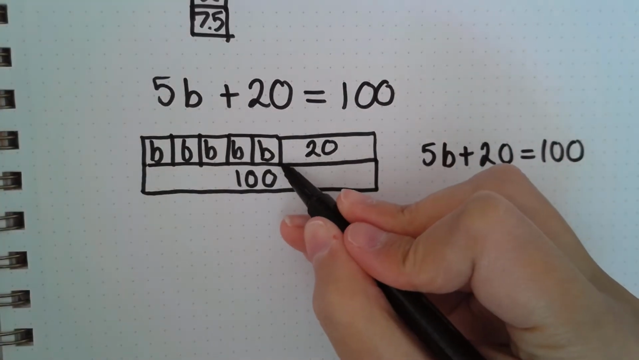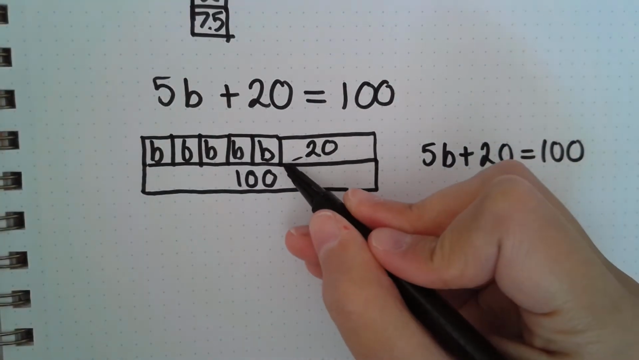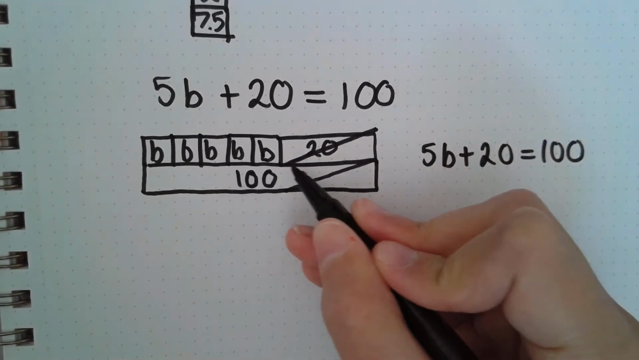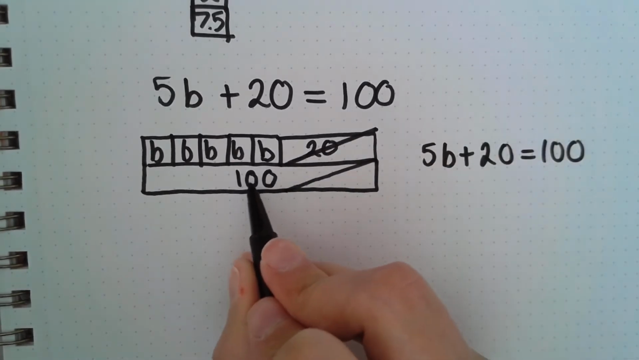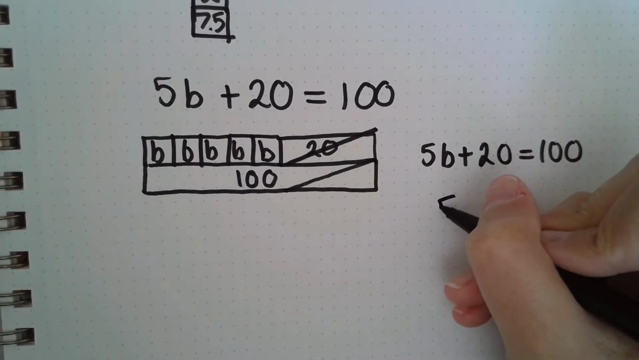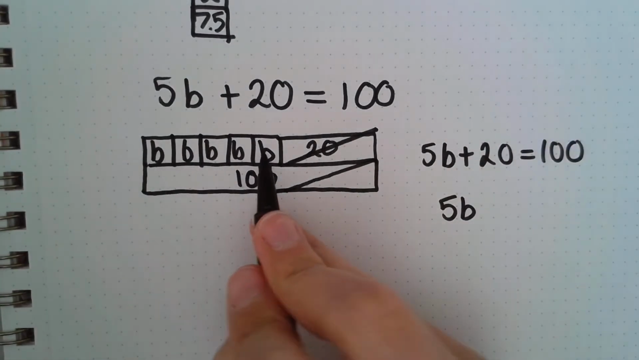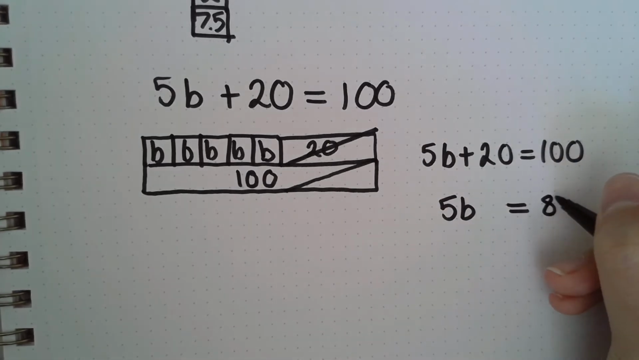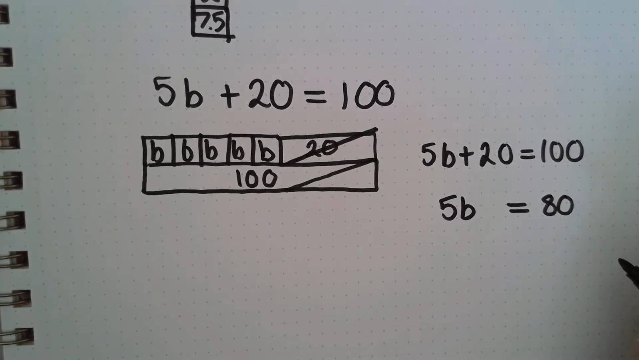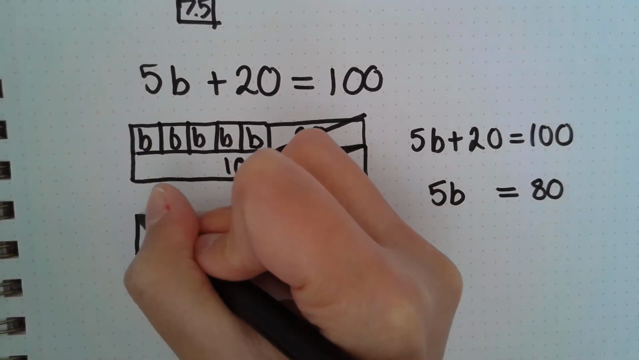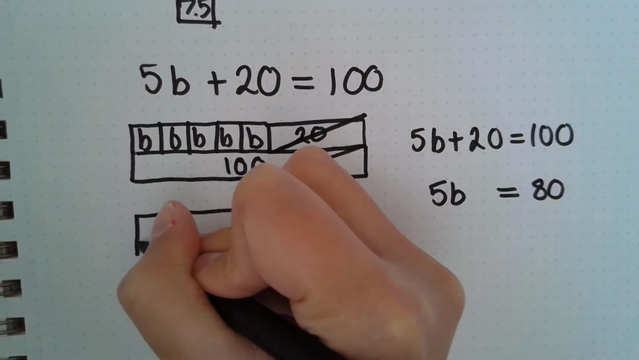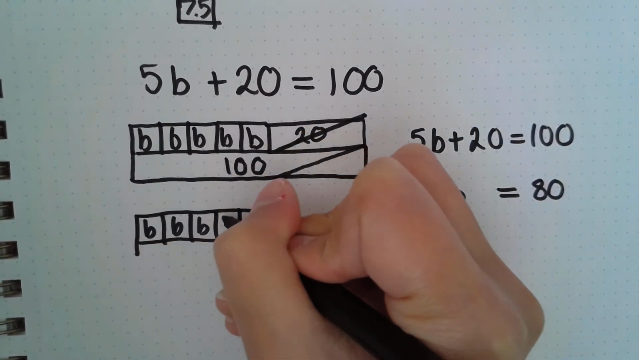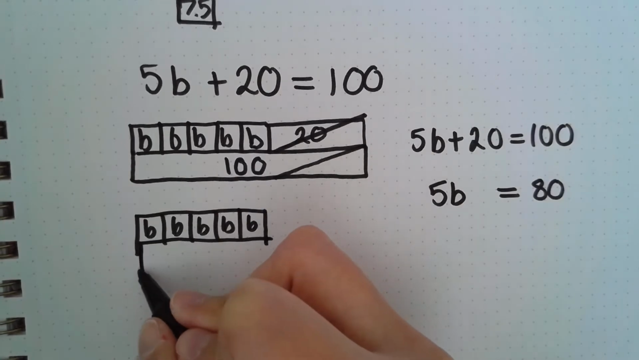But I've got to get rid of this 20 so I can get my b's on my own. But if I take off that 20 there, I've got to take off 20 down here. So I've got to do 100 take 20 as well. So if I take 20 off of there, I'm just left with my 5 b's. And if I take 20 off of 100, I'm just left with 80. Okay, so my current picture, all I'm left with is 5 b's, and I'm left with 80.